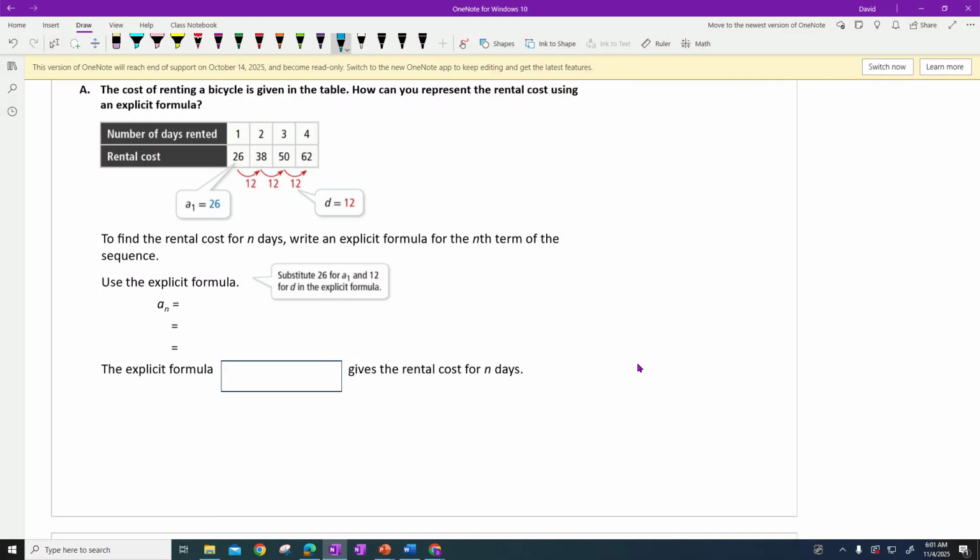a sub n equals a sub 1, number I want minus 1. I just want to make sure that I'm in the right place on my notes here. Oh yeah, a sub 1 plus the number I want minus 1 times my d, which is 12 in this case. Okay, I guess we can go back here and replace this a sub 1 because we already know what the a sub 1 is, so let's do that. a sub 1 was 26.